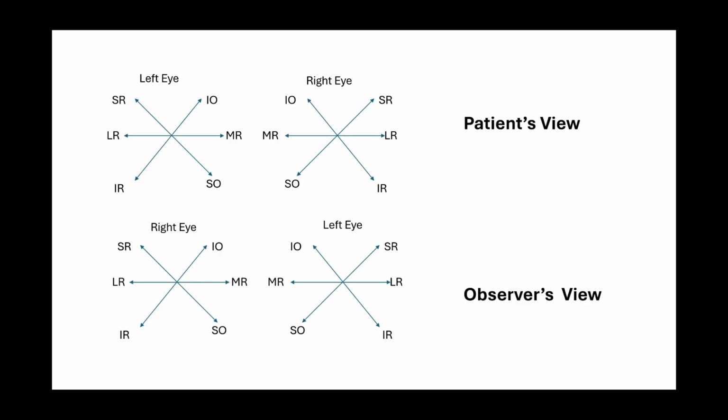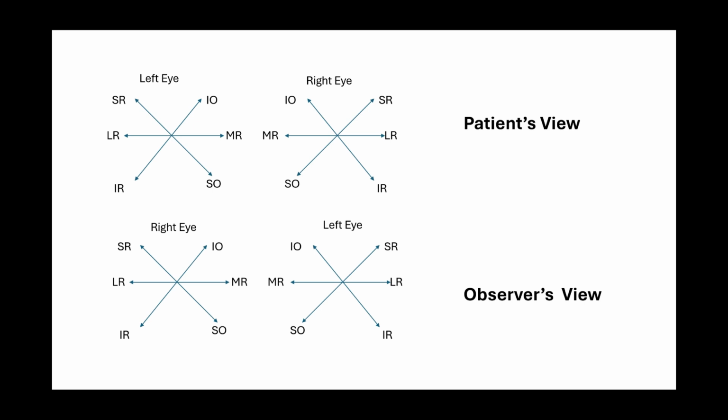Why that is important is the observer's view and the patient's view are totally different. When we talk about the observer's view, it is as if the patient is sitting in front of us. So, the left eye will be in front of our right eye and the right eye will be in front of the left eye. That can cause a lot of confusion. So, it is always better to record it as per the patient's view.